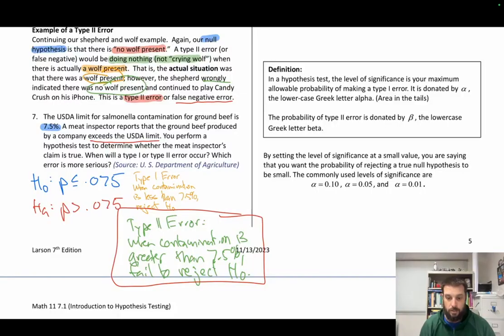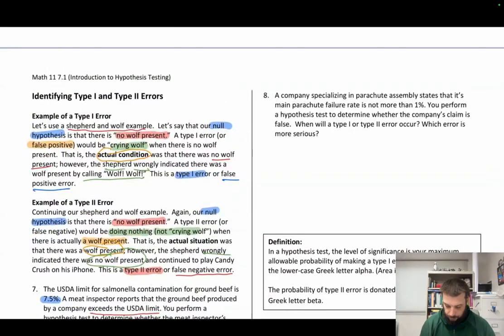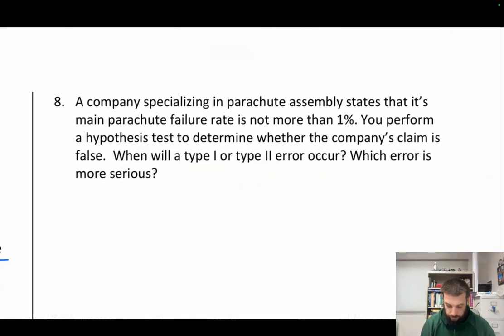All right, let's look at another example here, number 8. I want you to read through that one, and similar to 7, I want you to come up with what our null and alternative hypotheses are, as well as when a type 1 and type 2 error will occur, and then which one is more serious.